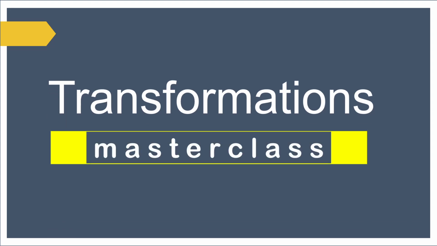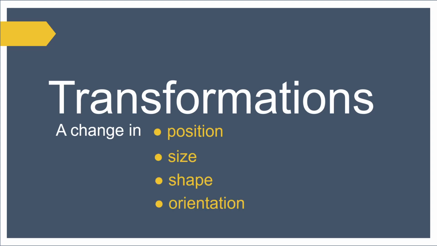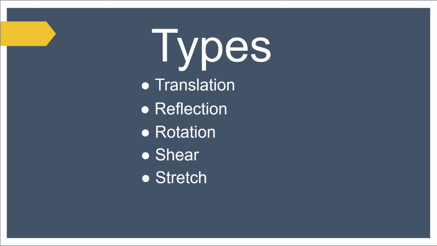Let's get into it. Now we say the graph of a function has been transformed geometrically when it goes through a change in position, size, shape, or orientation. So we have different types of transformations, namely translations, reflections, rotations, shear, stretch, and enlargement.